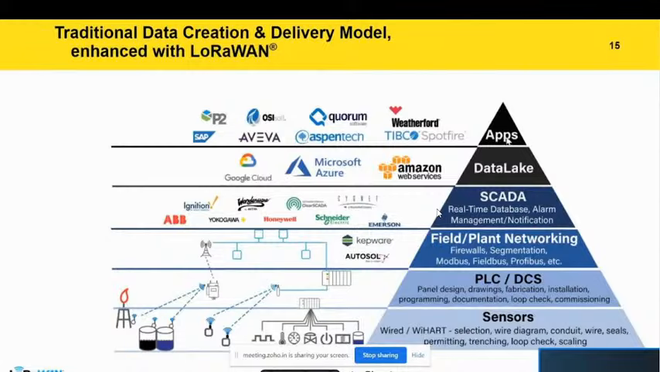And then we will have the applications for the specific use cases. Like we can have SAP, we can have Aveva, we can have ThingWorks, and a lot of other applications based on the user requirement. So how is LoRaWAN helping here?